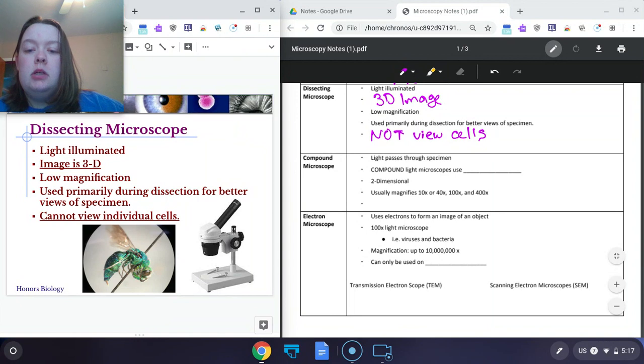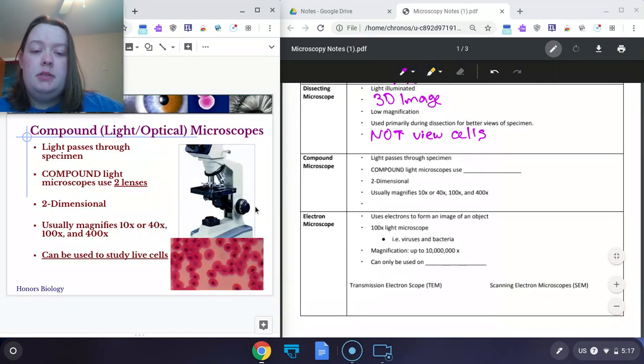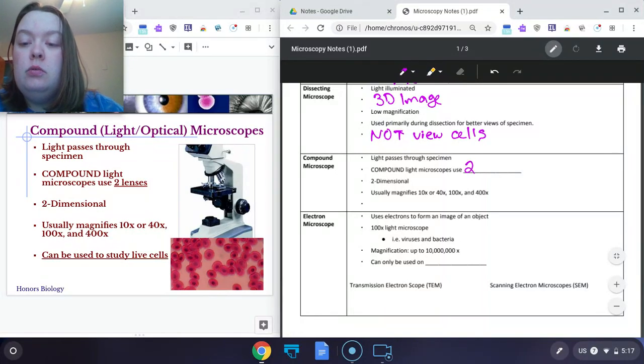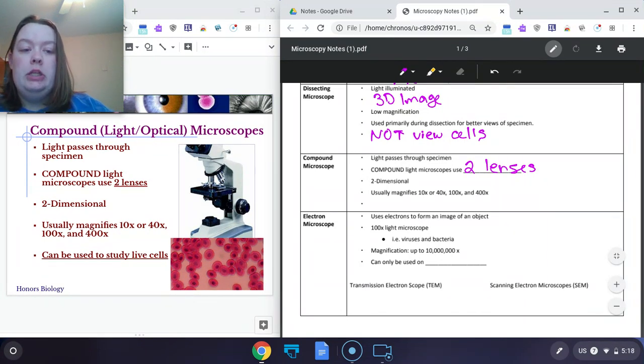Microscope type 2 is going to be one that you're probably more commonly seeing and even using, and that is the compound light microscope. It is called the light microscope because it uses light, and it's called the compound microscope because it uses two lenses. You have the lens that you look through, that you put your eye against, called the eyepiece. And it also has objective lenses, which are the ones that you rotate into place.